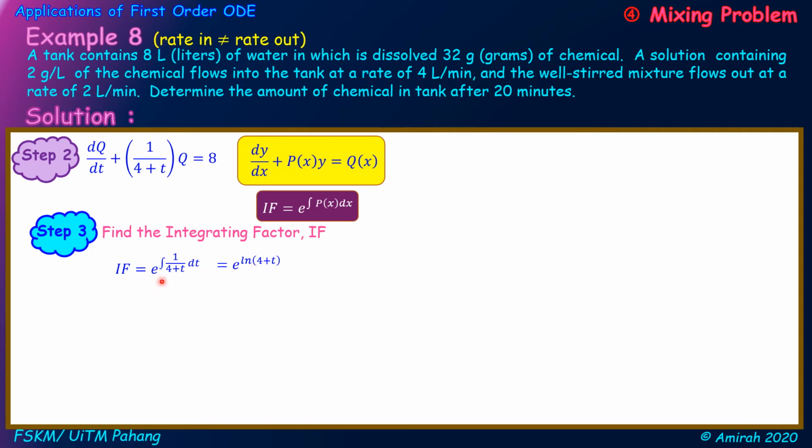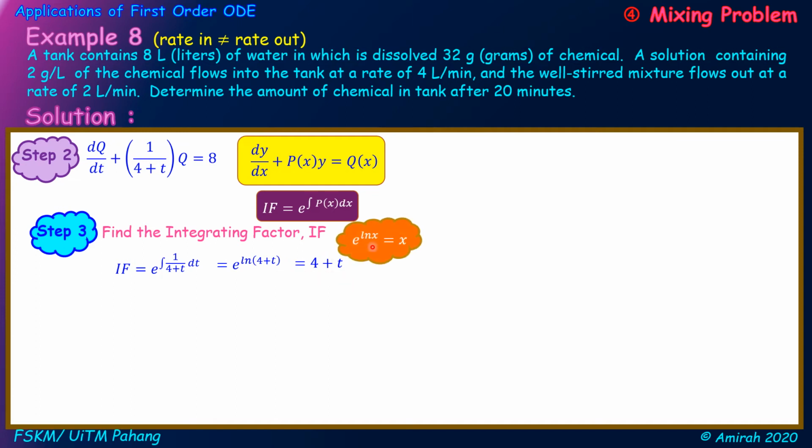So we still have e here, so e to the power of ln 4 plus t. We can use u substitution to integrate 1 over 4 plus t dt. Or for a quick answer, we can say that the numerator is the derivative of the denominator, so the answer equals ln of the denominator after we integrate. Then we can simplify, so we get 4 plus t.